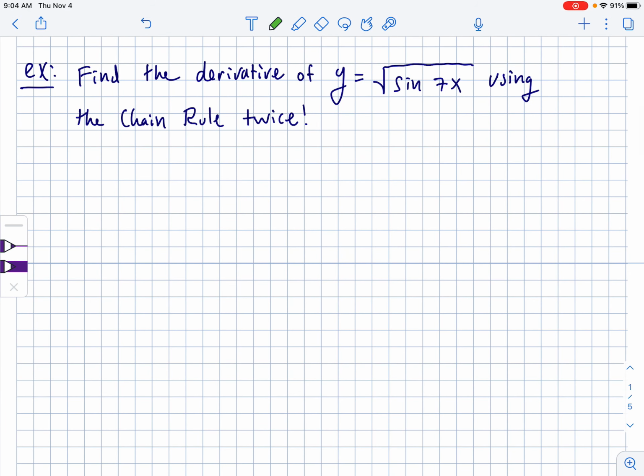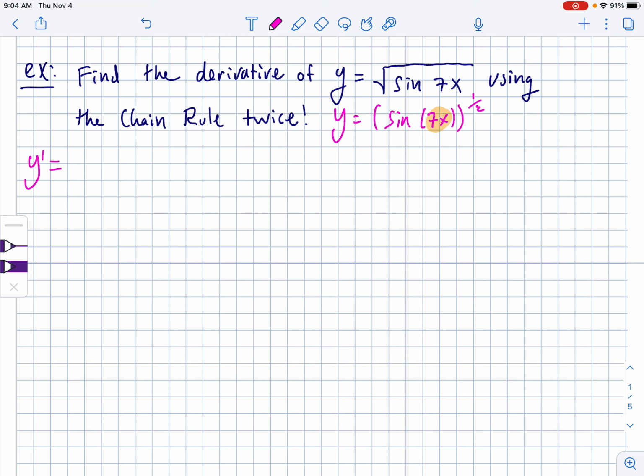Find the derivative of y equals square root of sine of 7x using the chain rule twice. Now, the chain rule twice is because if you rewrite this, there's an inside function of sine of 7x and then all to the power of 1/2. But then there's another function nested inside the sine. So it's like functions and functions and functions.